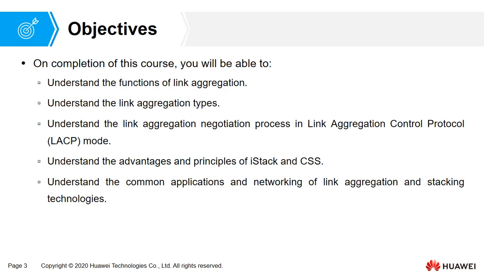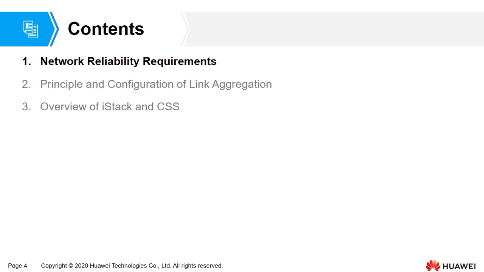On completion of this chapter, you will be able to understand the functions of link aggregation, understand the link aggregation types, understand the link aggregation negotiation process in link aggregation control protocol, LACP mode, understand the advantages and the principles of iStack and the cluster switch system, and understand the common applications and the networking of link aggregation and stacking technologies.